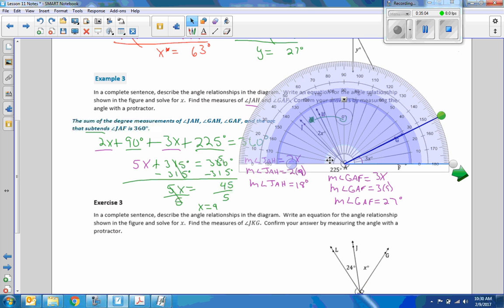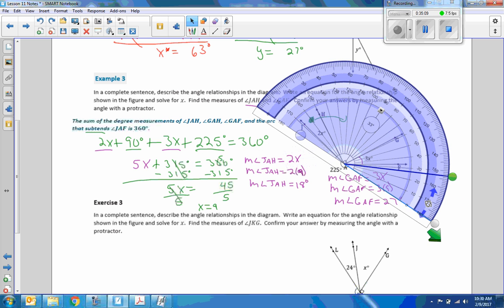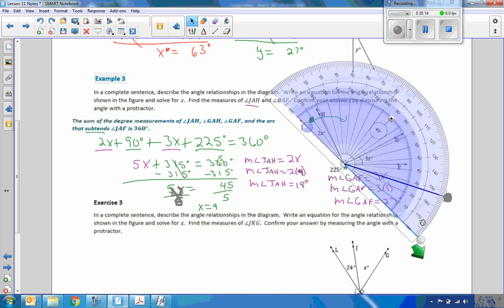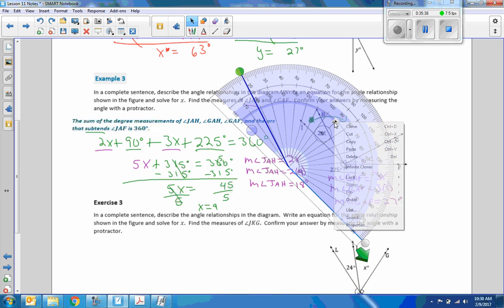In order to check the other one, I did not want to do that. I want to rotate it and put it on the line segment AJ, like that, and move this as my segment array AH. Okay, and if I look at out here, 15, 16, 17, okay, 18. 18 is 2 less than 20, and I got 18, so that checks. Okay.